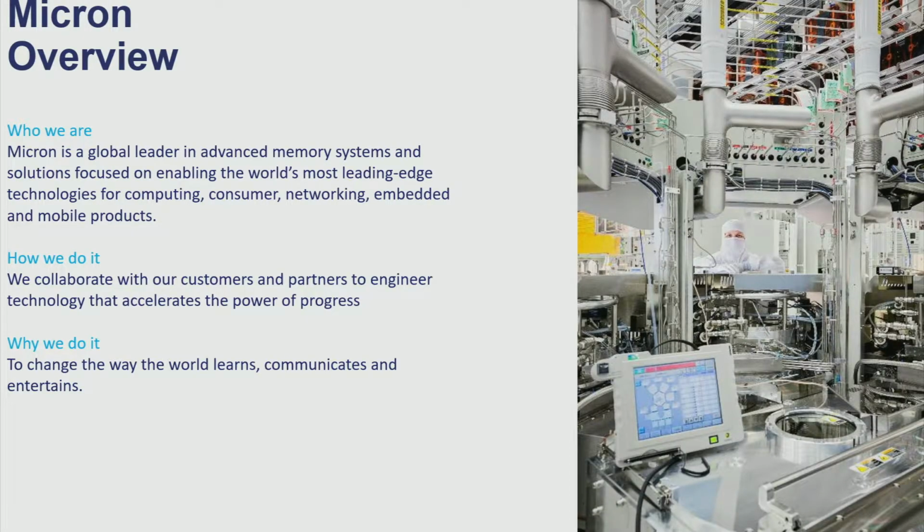So let's say a little bit about Micron. Global leader in advanced memory systems. We're based out of Boise, Idaho, and we're across the world. We do a lot of collaborative work with our customers to engineer technology that accelerates the power of progress. We want to change the way the world learns, communicates, entertains. Memory is in everything, and we saw the presentation earlier saying that we're going to have 50 times as much data in the next 5 years. Boy, I love seeing that. I'm like, job security, here we go, because that memory's got to go somewhere, right?